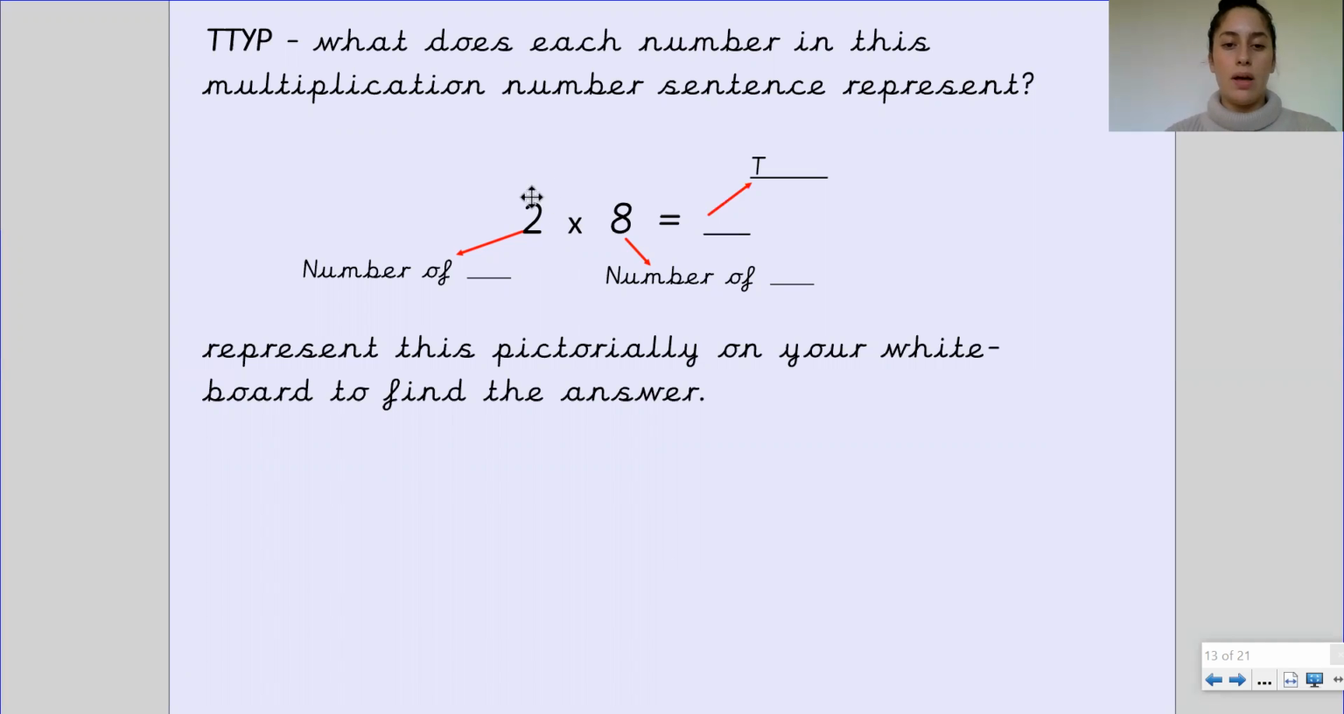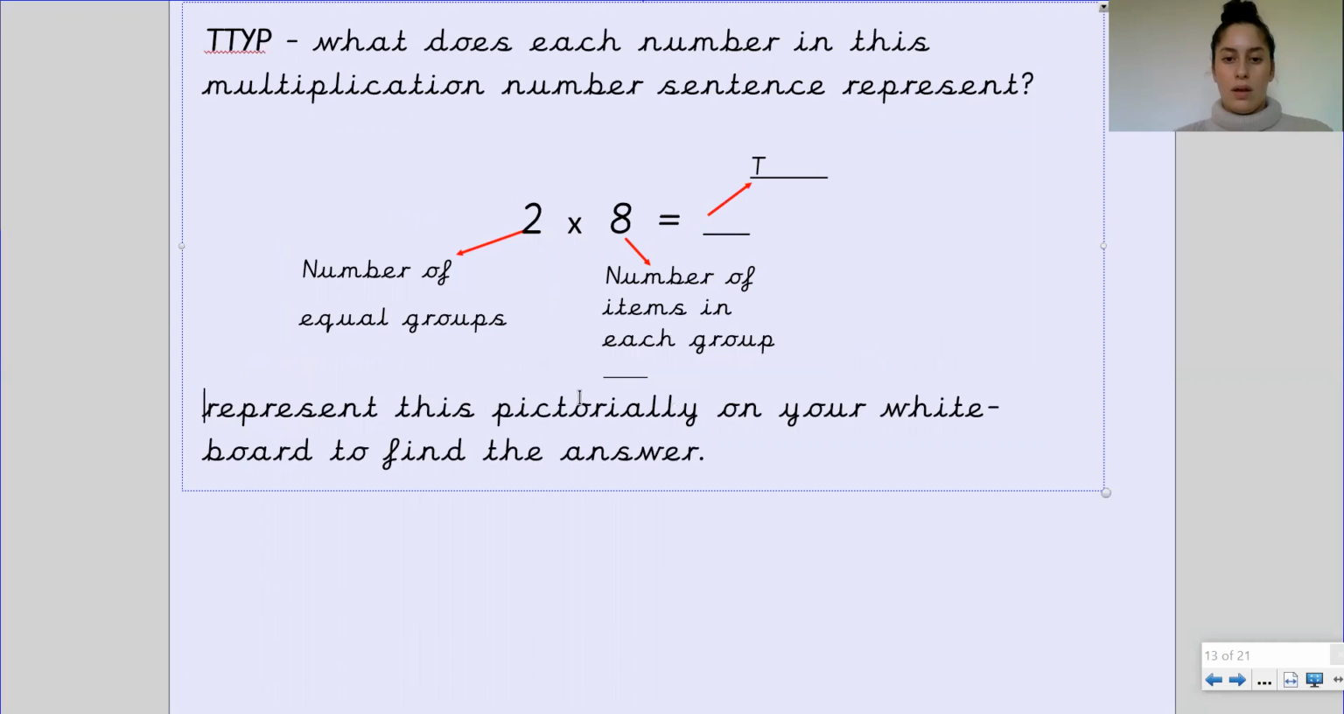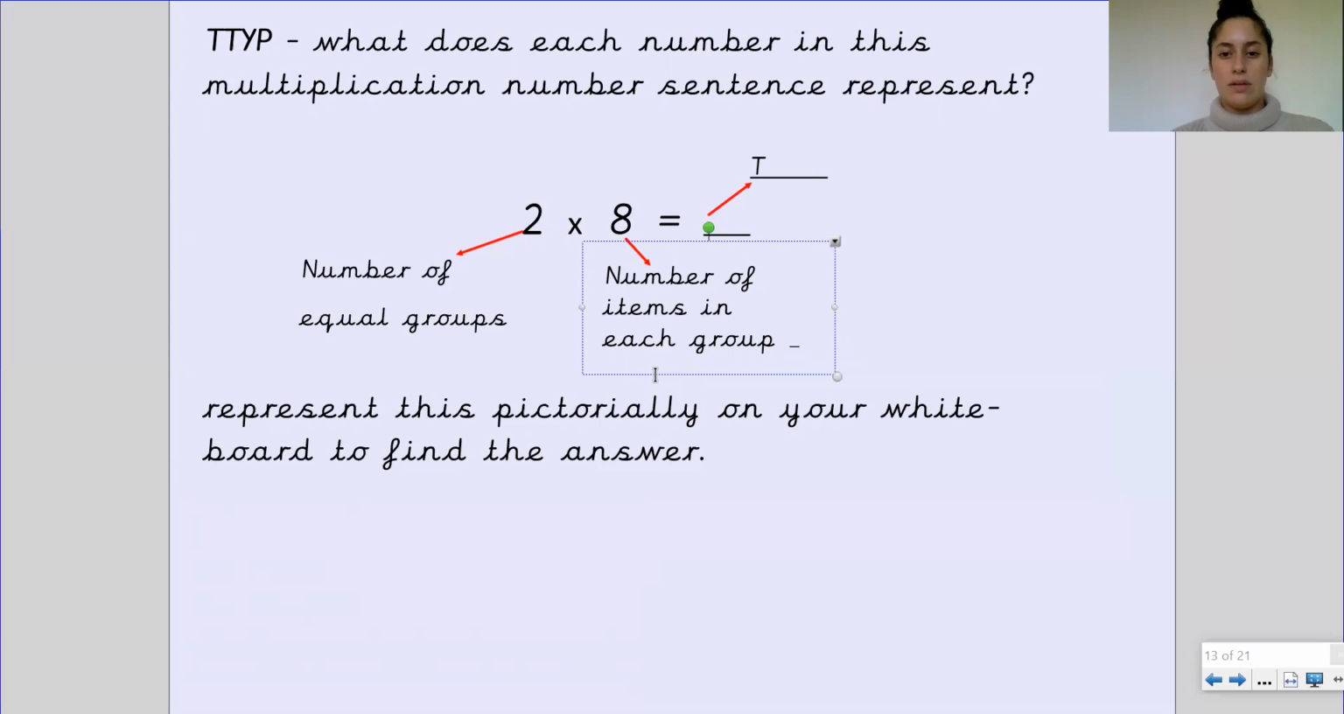So the first number in a multiplication number sentence represents the number of equal groups. And the second number represents the number of items in each group. And the answer represents the total.